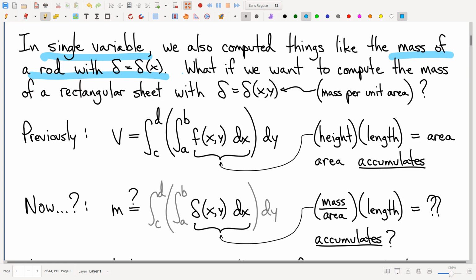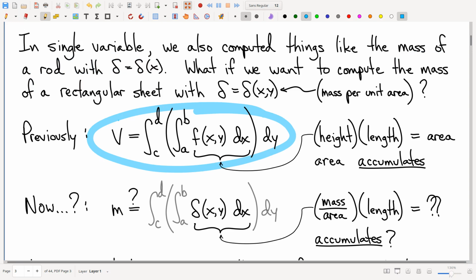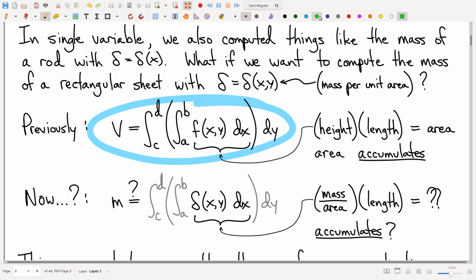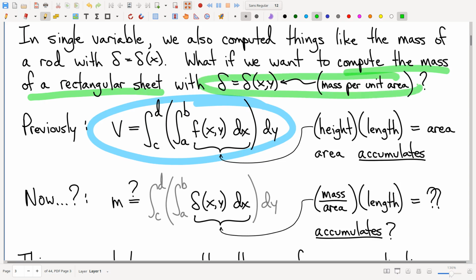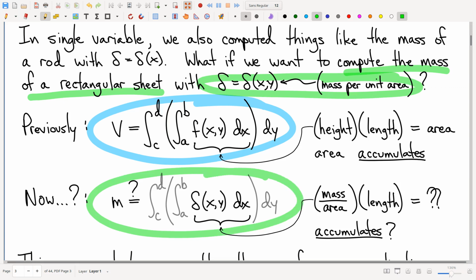So, all right, it would seem analogous then that, now that we've got this thing called an iterated integral, and iterated integrals help us compute volumes just fine, if the pattern were to continue, then we should be able to compute the mass distributed across a rectangular box. Given mass per unit area, you would think we could compute that mass with the same tool, just like it worked in single variable calculus.